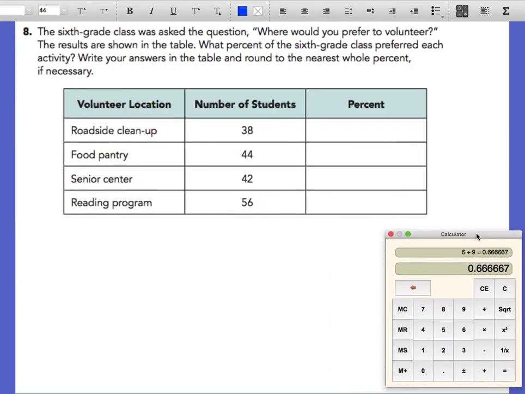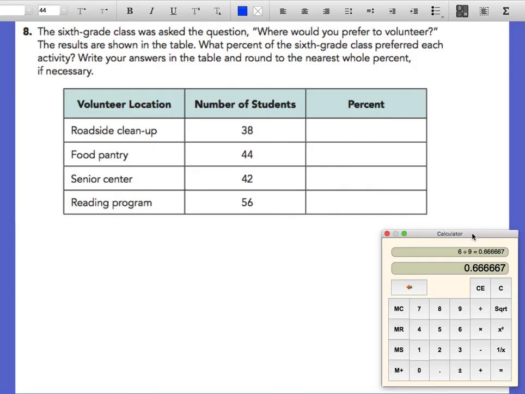We do need a calculator again here. This says the 6th grade class was asked the question, where would you prefer to volunteer? The results are shown in the table. What percent of the 6th grade class preferred each activity? Write your answers in the table and round to the nearest whole percent if necessary.